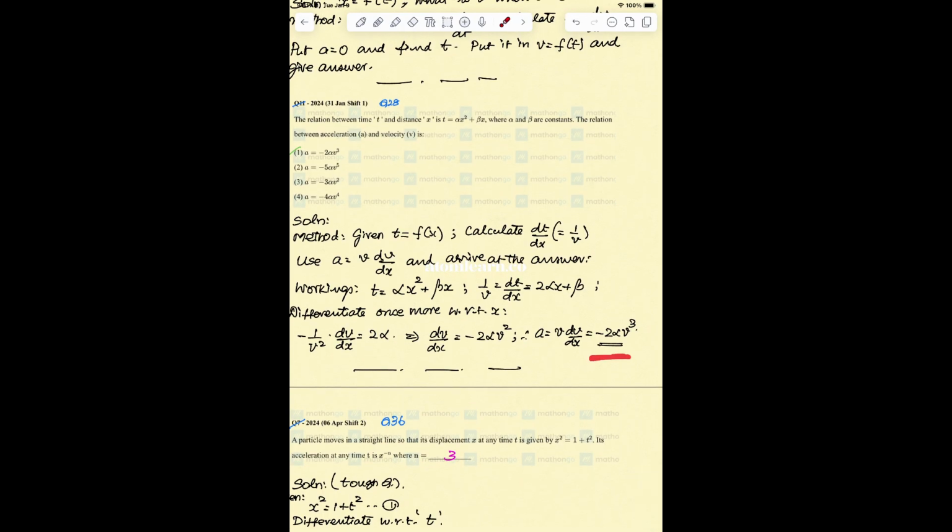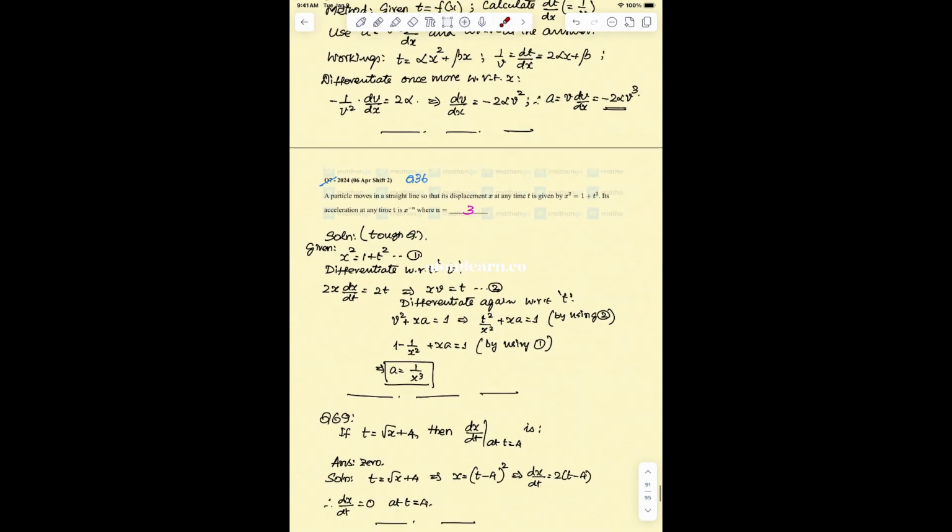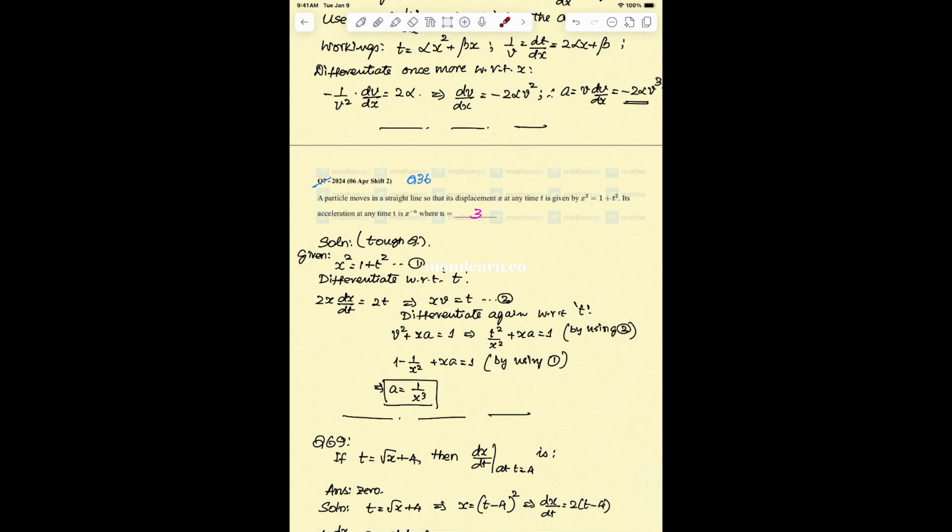Understood? Because you just do this, this is what you have got, then multiply with v in order to get acceleration equal to v dv by dx. You get this, and then take the correct answer. Understood? Okay, now the next one.